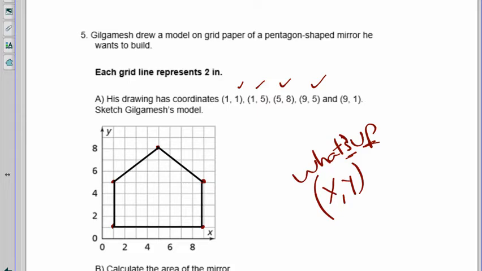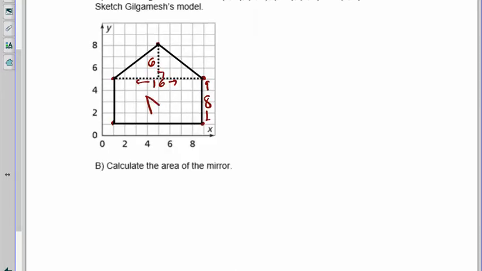Now looking at this, I have a height here of 1, 2, 3 units, but every grid point is 2 inches. So I'm going to label that height 6. And again, we come over here sideways. 1, 2, 3, 4, 5, 6, 7, 8. 8 times 2 is 16. Is that dimension? And my height is 2, 4, 6. That's 8. So there's all my dimensions. And I'll call the rectangle A. I'll call the triangle B.